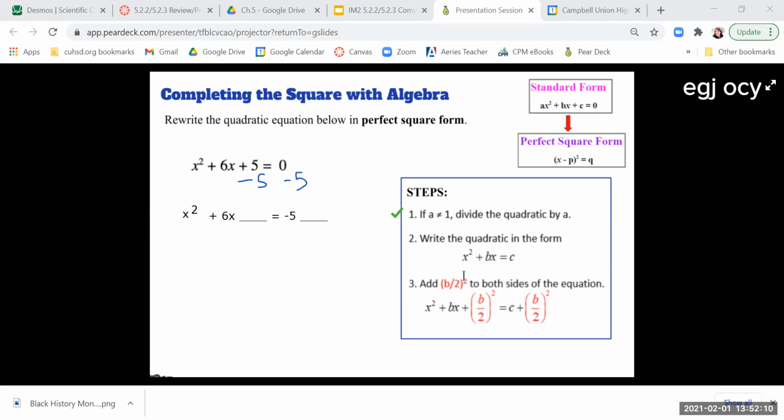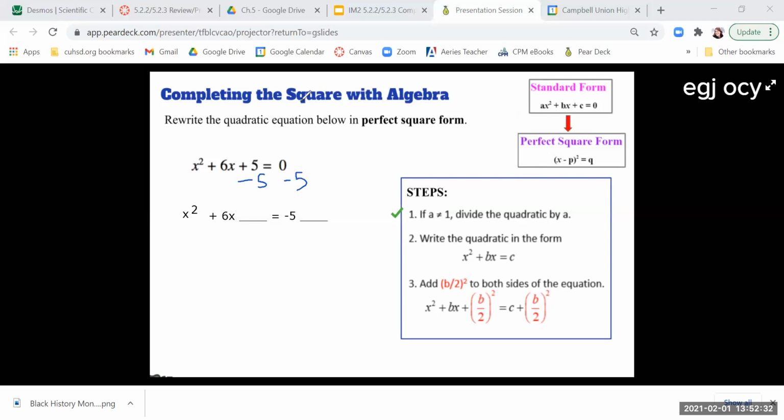We take b from standard form, that's the second term. This is the 6 in this step here. The 6 is our b. We divide it in half, and then we square it. And this tells us what number to add. So what I'm going to do is take that 6.